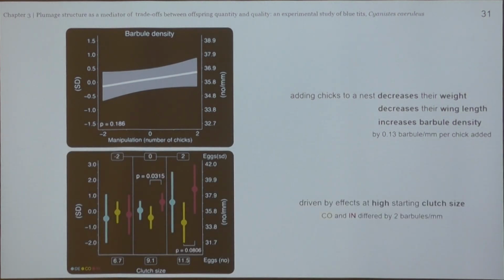But if you look closely, some of these comparisons are significantly different between an increased nest and a control nest. I should have said the blue one is always the decrease, it's quite small in the image. The blue is always the decreased nest, the control where we didn't change brood size is the yellow, and then the pink is the increased nest. So you can see that this trend towards adding chicks, increasing the barbule density of those chicks, mainly happens at the larger clutch sizes.